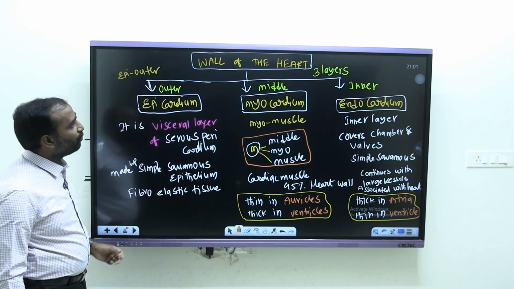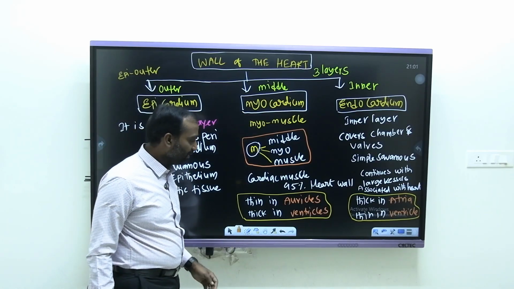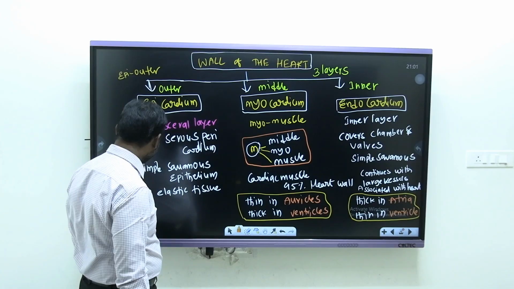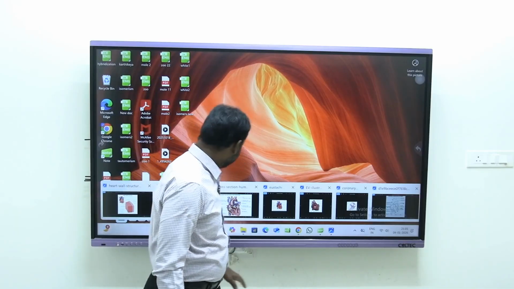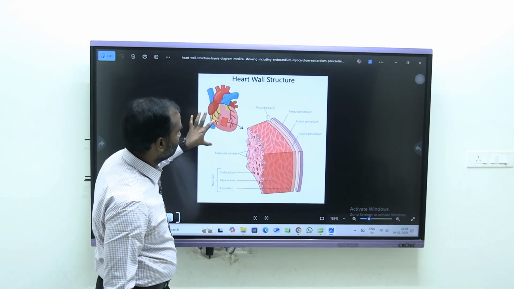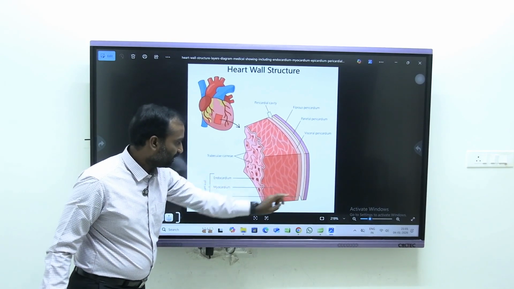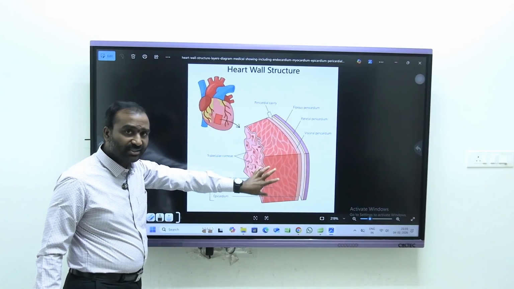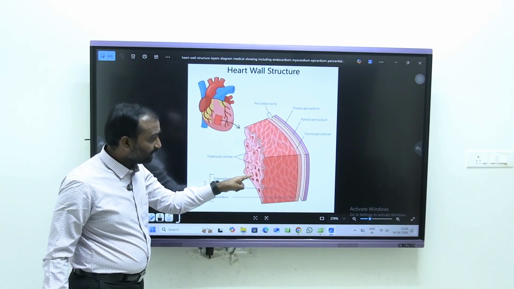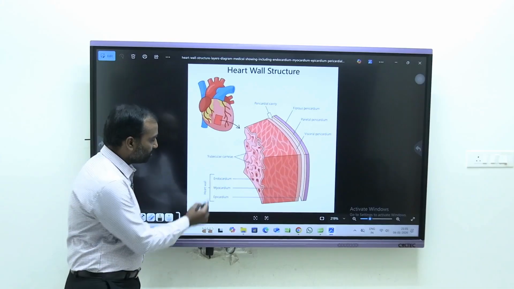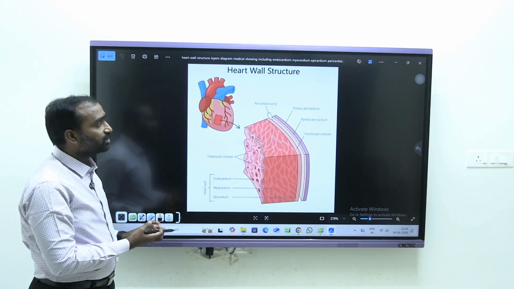Next, if you check the wall of the heart, just as I told you: epicardium, myocardium, endocardium. The epicardium is the outer one. Then the myocardium is the middle one, the majority area filled with cardiac muscles. The innermost layer of the heart is covered with the endocardium. So this total area we are mentioning is the wall of the heart.